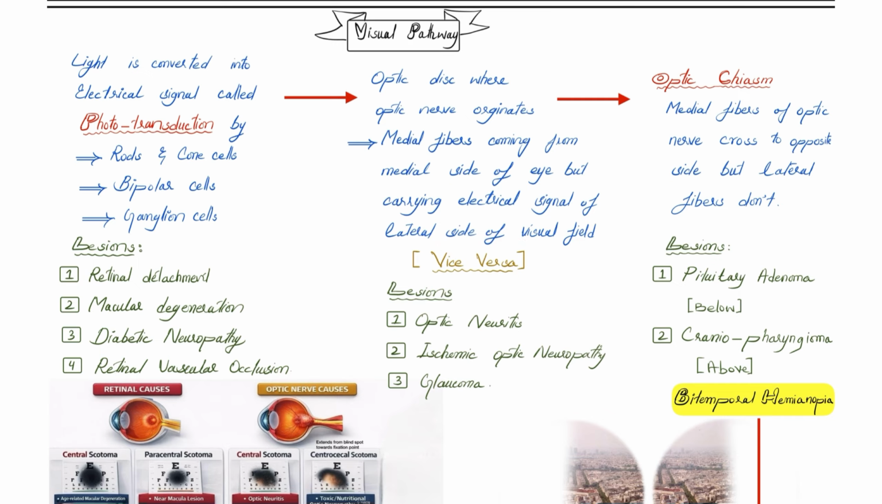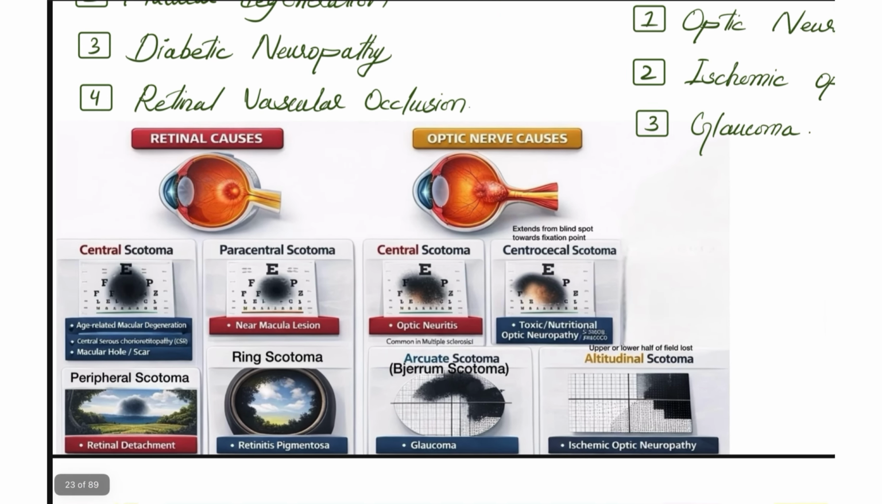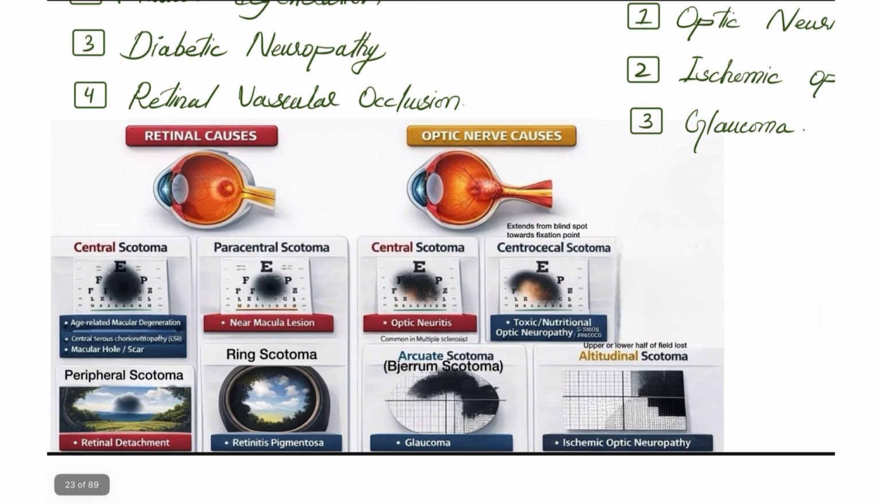Now, lesions or damage to the optic disc, which contains optic nerve, can be caused by optic neuritis, ischemic optic neuropathy, and glaucoma. Now, disruption of optic nerve or trauma to rod cells, cone cells, bipolar cells, or ganglion cells may lead to scotoma. Now, which kind of scotoma?